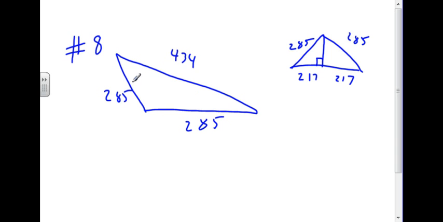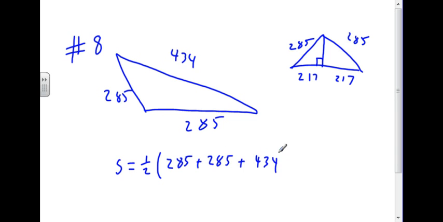Do we know that in an isosceles triangle, if I drop an altitude from the top, I'm going to cut the base in two? Is that something that we would know? If that is something that we'd know, then we could do that. If not, we're stuck with Heron's formula. So Heron's formula says S is 1/2 the perimeter, 285 plus 285 plus 434.